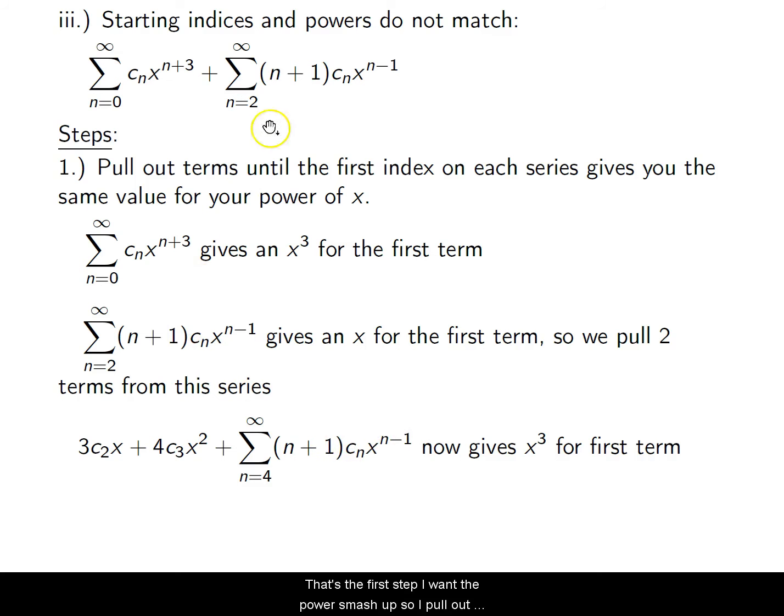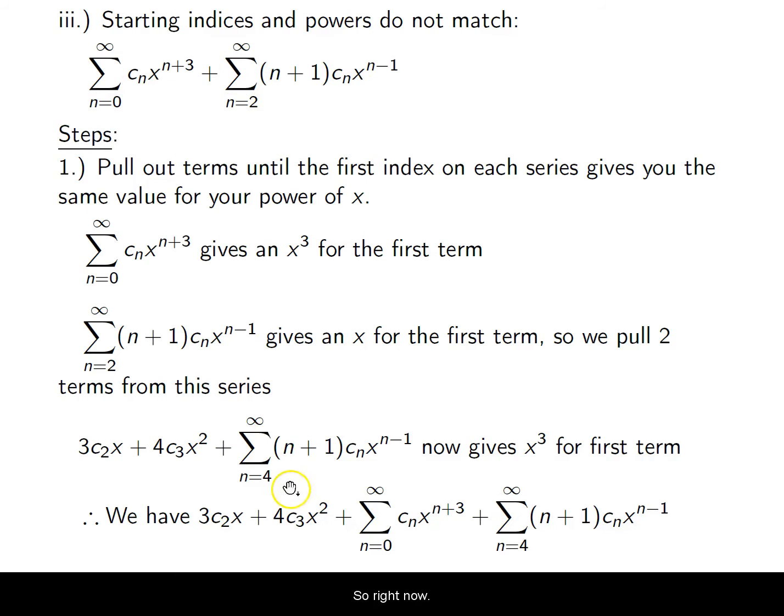I want the powers to match up, so I pull out terms wherever I need to so that the powers match up in both or all 3 or all 5 of my series that I'm working with. Right now this is what I have. I have these 2 terms that I pulled out. I have this first term that starts at 3 already, plus my new term, starting at 4, so that I have an x cubed term. Now this is the series that I'm working with.